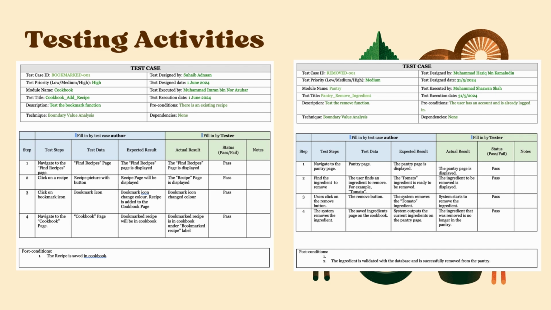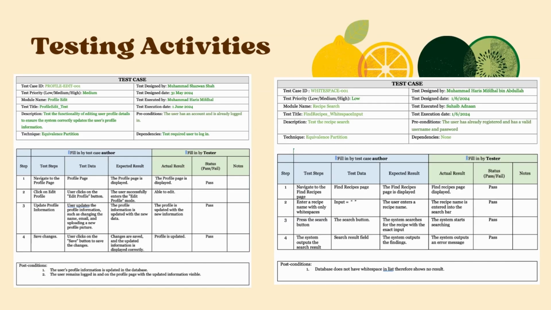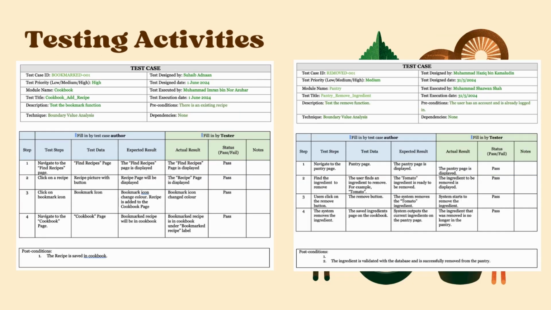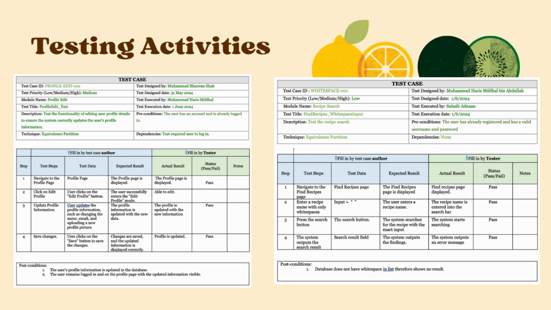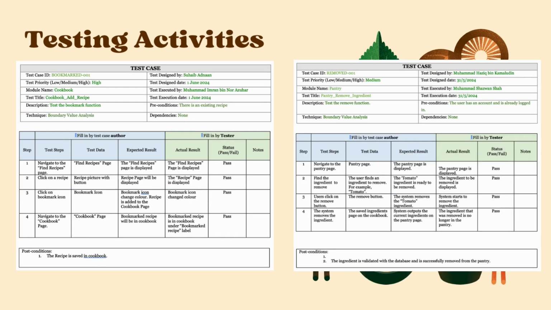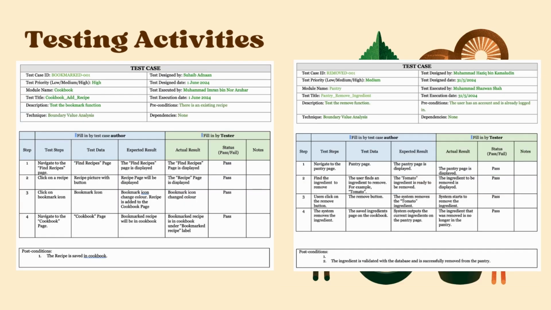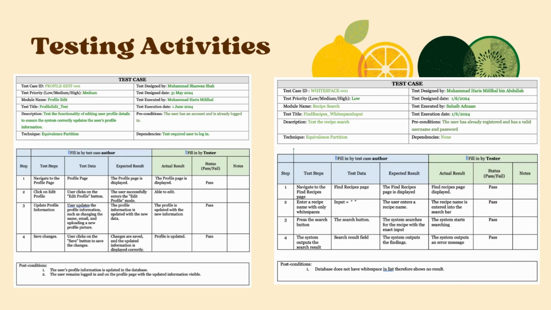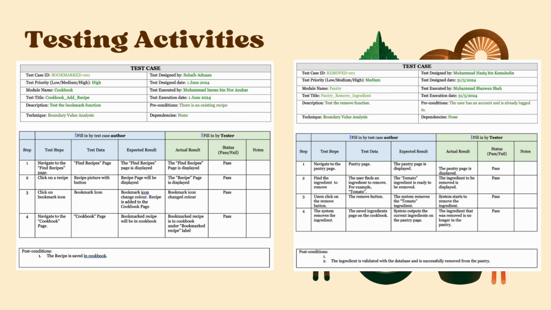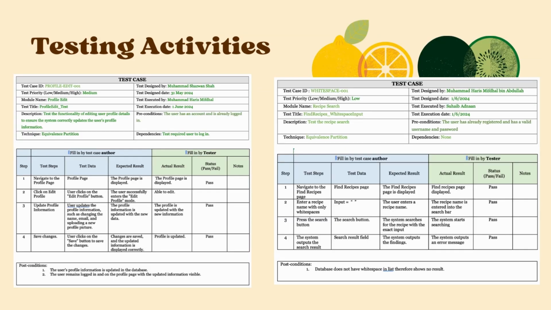And the third test is the remove ingredient test. So this test checks the remove function. So for those steps, firstly, the user needs to navigate to the pantry page and select an ingredient to remove, such as tomato. And then third, click the remove button. And fourth, confirm that the ingredient is no longer listed. So for the expected result, the ingredient should be successfully removed from the pantry.